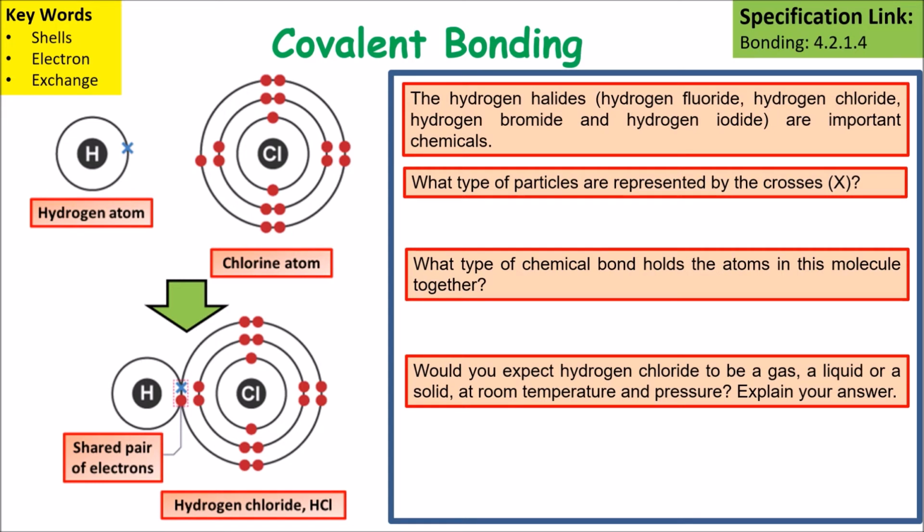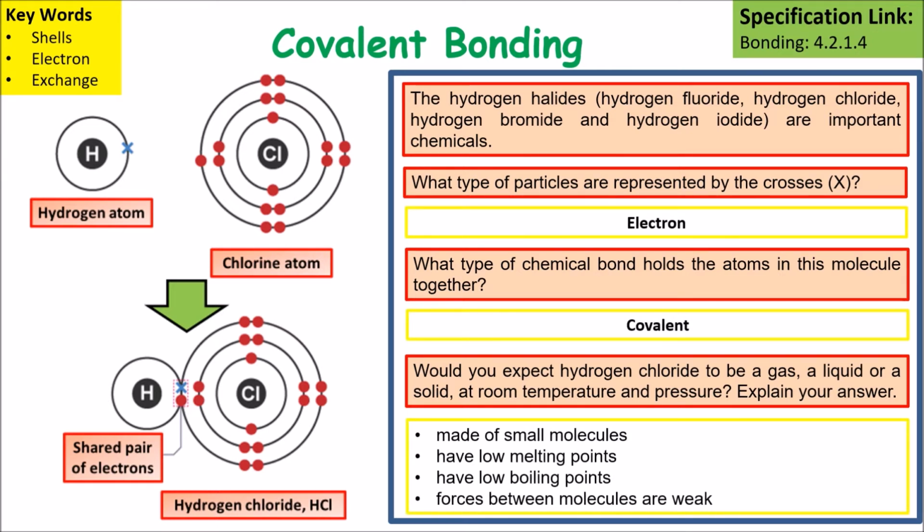Let's have a look at a very quick question. The hydrogen halides, hydrogen fluoride and hydrogen chloride, are important chemicals. Looking at this, what particles are represented by the X's, what type of chemical bond holds the molecule together, and what would you expect hydrogen chloride to be: a gas, a liquid or a solid? Just have a quick think.